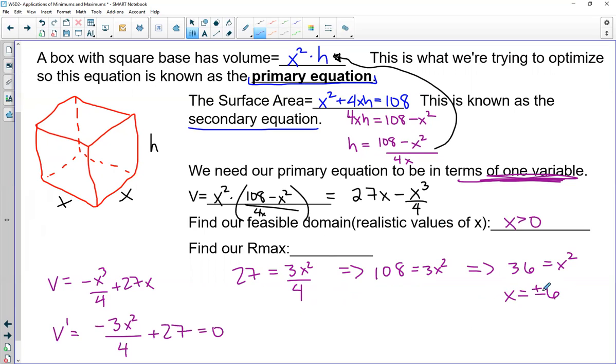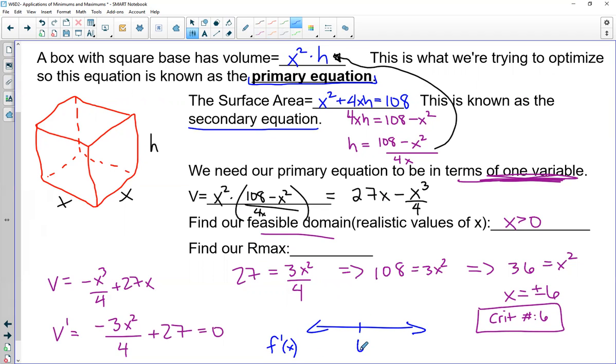Now, only one of these is going to represent a critical number, because the other is not part of the feasible domain. So we're not going to include -6. We're only going to have one critical number, and it will be positive 6. So at x equals 6, we will find our relative max, just to make sure using our first derivative test.